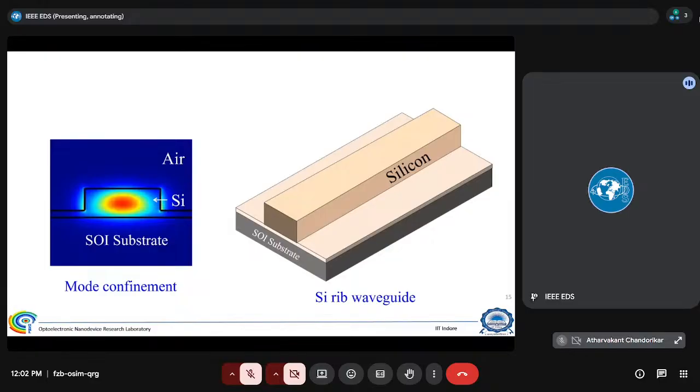And when you have silicon, let's say you have this rib structure of silicon, and this may be 300 nanometer thick and maybe 200 nanometer wide, and you have very strong optical confinement, a very simple rib waveguide, which can very nicely guide the light.